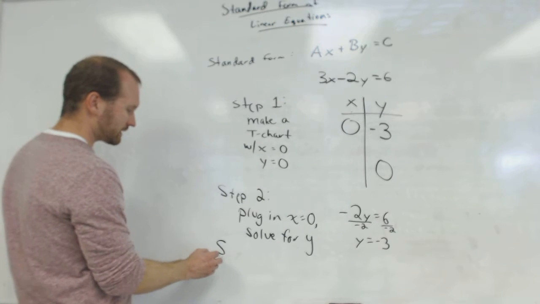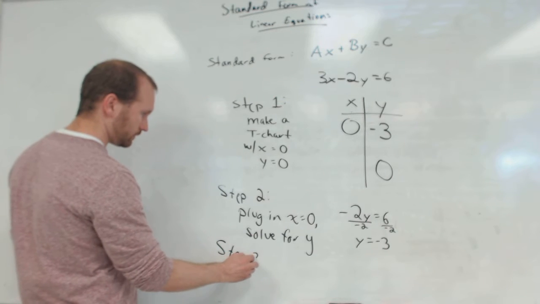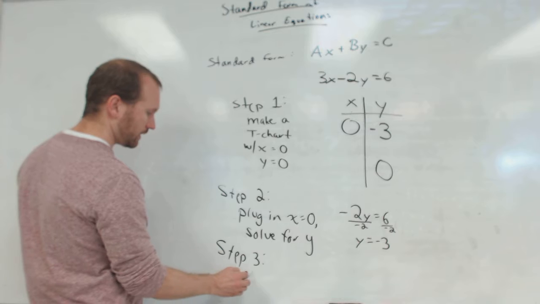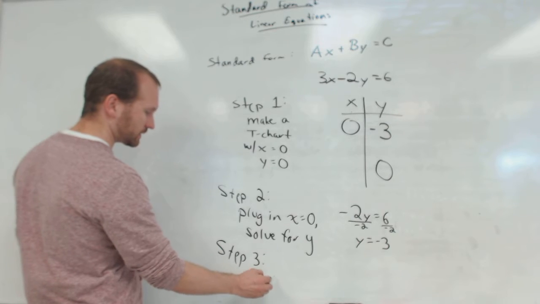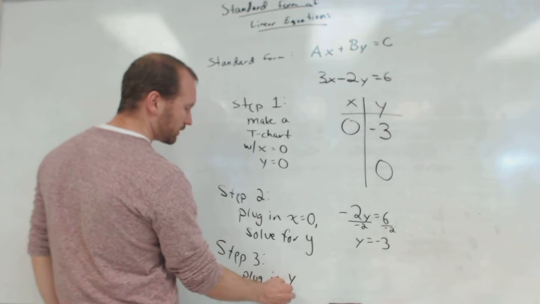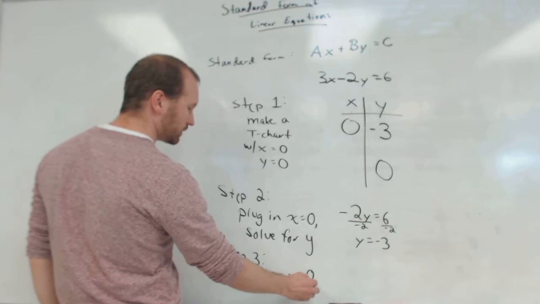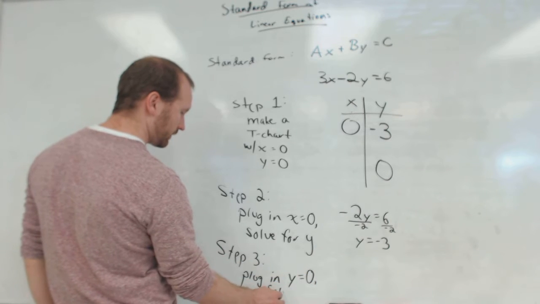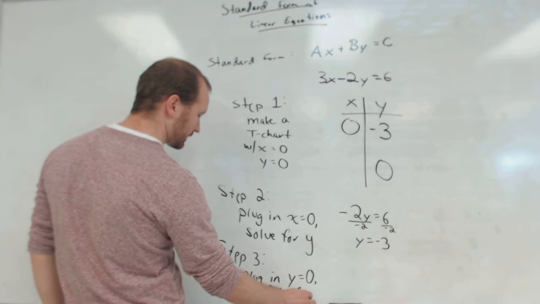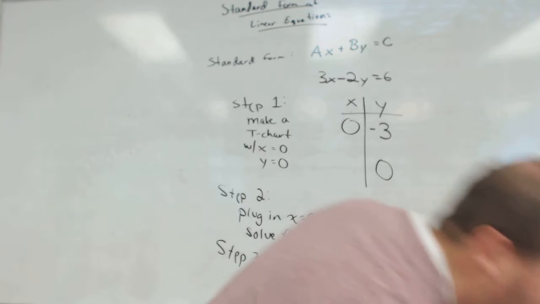What do you think step 3 is going to be? 2. Well, not the answer to it, but what is the actual step? Now we do the opposite. We plug in y equals 0 and solve for x. Remember, x and y are a pair.